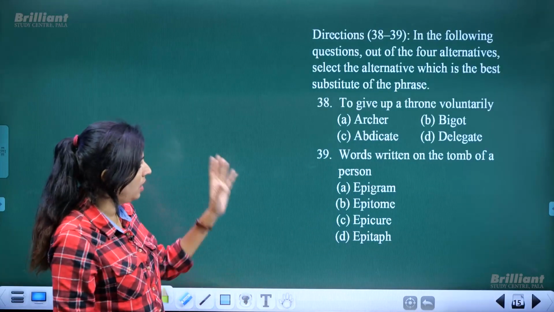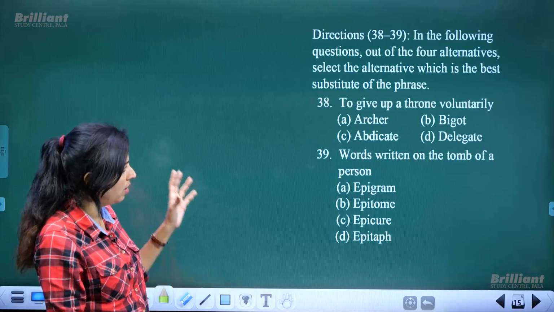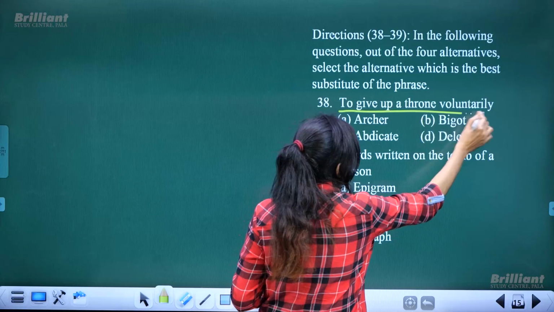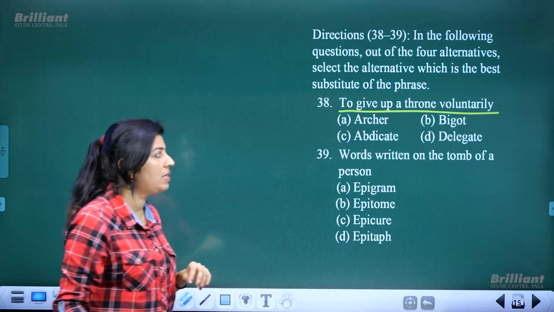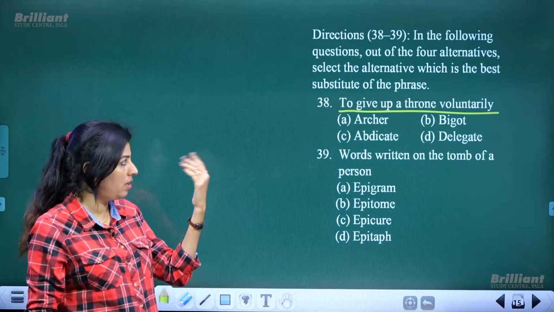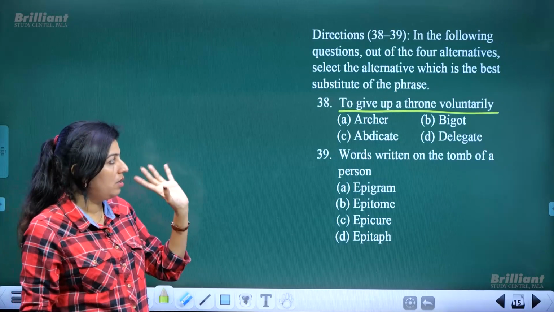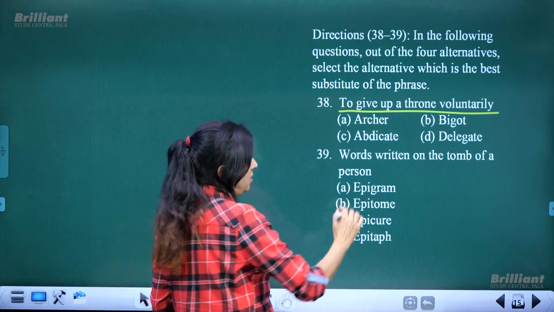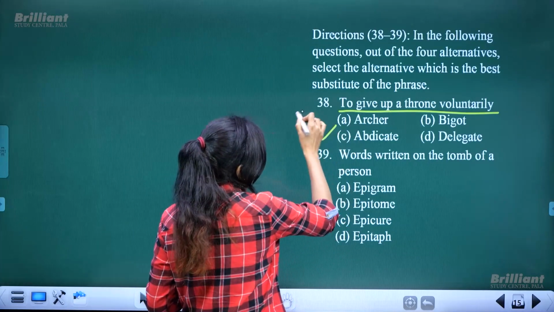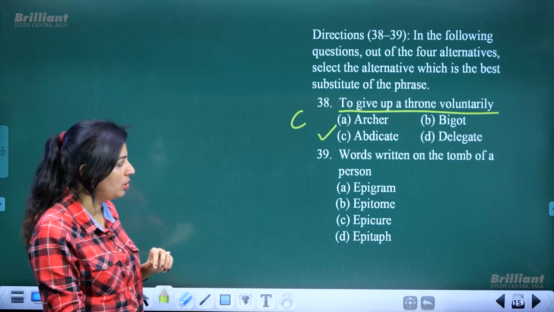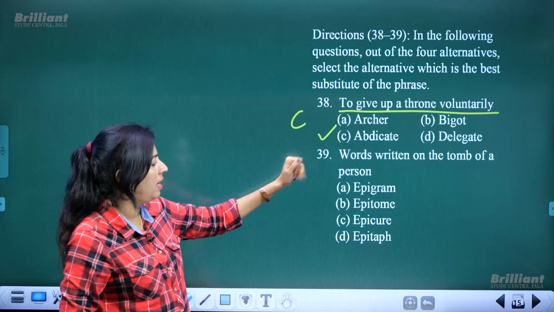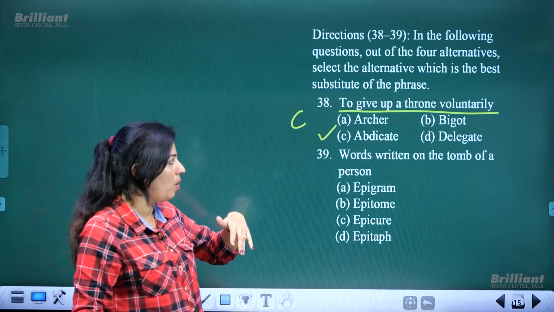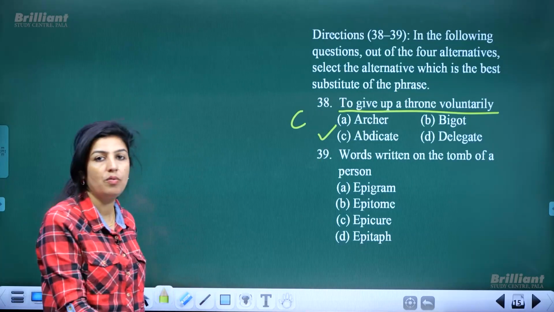Next, give one word for the following statements or phrases. To give up a throne voluntarily. If somebody gives up a throne voluntarily or willingly, what do you call that action? Abdicate, option C. Not archer, begot or delegate, but abdicate. Abdicate is that action of giving up a throne voluntarily.